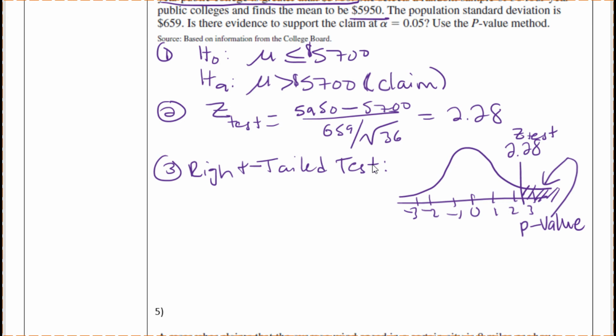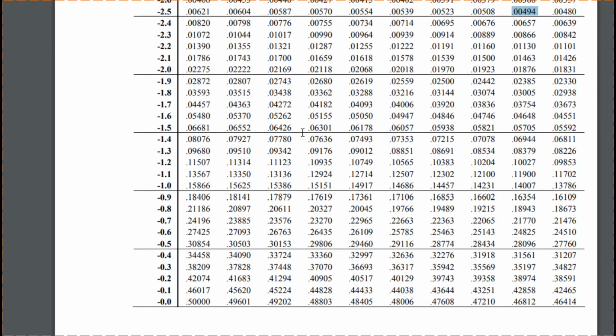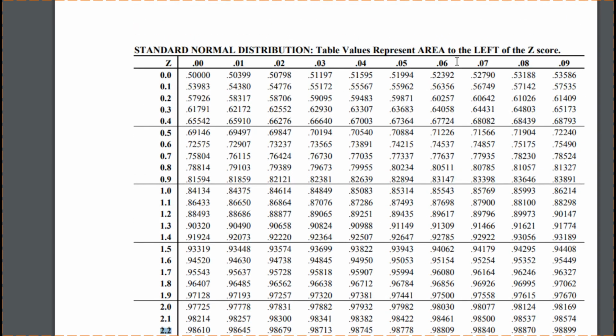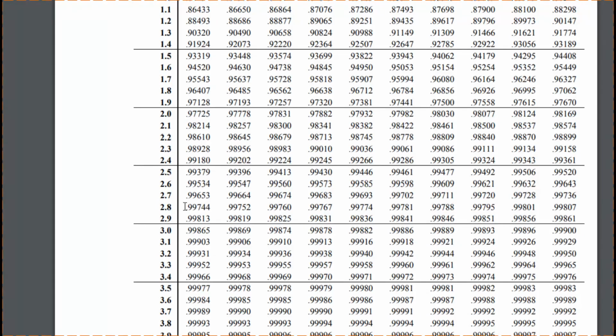So we need to find this p-value, so we're going to look it up on the z-chart. But remember that the z-chart gives us the area to the left, so we're going to do 1 minus the area on the z-chart. Then we're going to look up 2.28. So let's look up 2.28 on the z-chart. We go to the positives here, looking for a z-score of 2.28. So this is 2.28 over here, and that's the area of 0.9887.